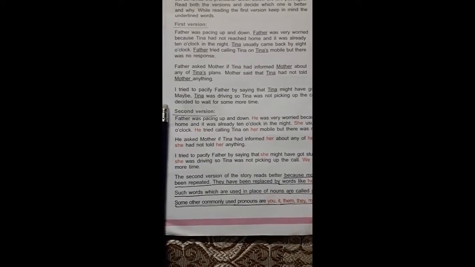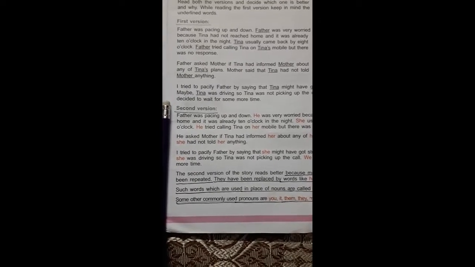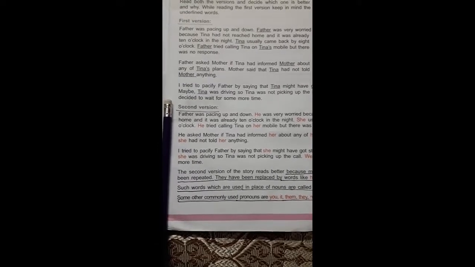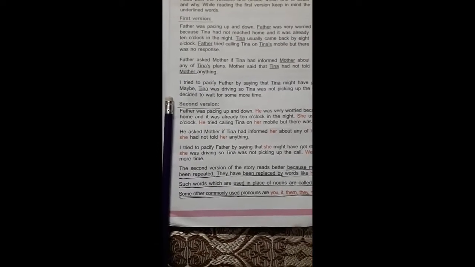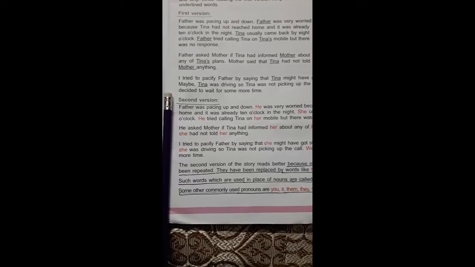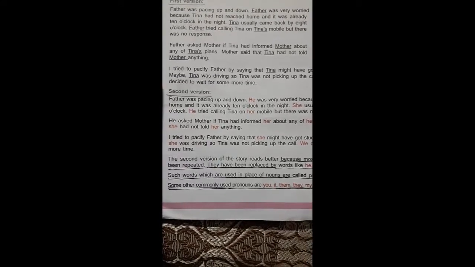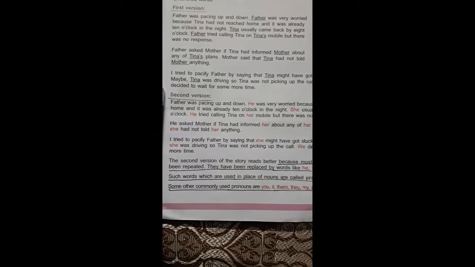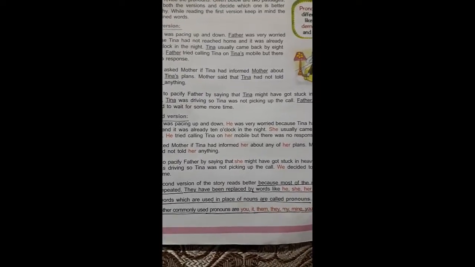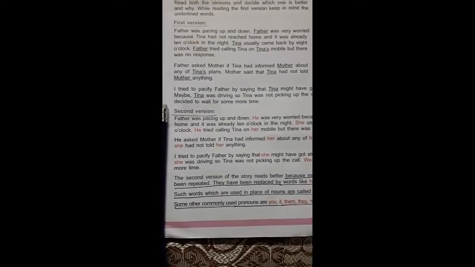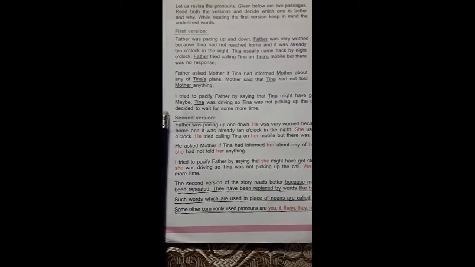The second one is much better because in the first version there was a repetition of few nouns like father, Tina, father, Tina. Again and again the repetition of these nouns looks quite awkward. So in the second version we can see that all those words which are denoted with red are pronouns and these are used in place of nouns. These are called pronouns and they have made the content or text more comprehensive.